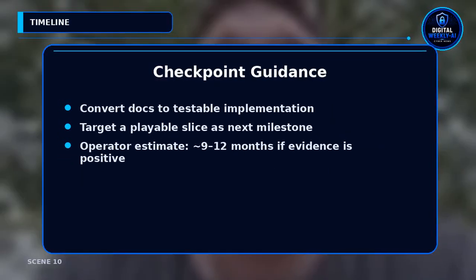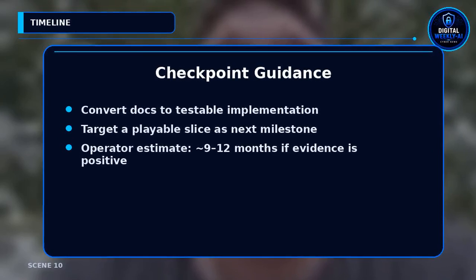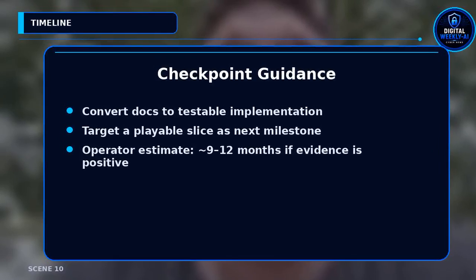A studio checkpoint advises turning documentation into a playable slice. It estimates a possible campaign launch in approximately 9 to 12 months, conditional on production evidence. For product teams, make small testable implementations to validate assumptions fast.